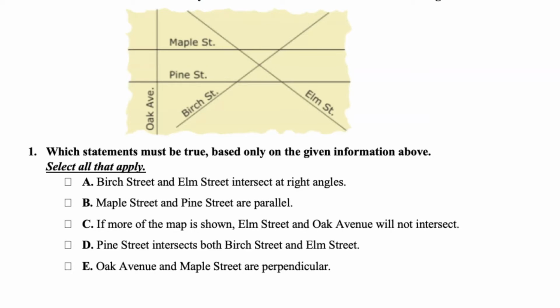All right, let's do question number 1. The diagram represents a portion of a small city. Maple Street and Pine Street run exactly east to west. Oak Avenue runs exactly north to south. All of the streets remain straight. Then they give you the diagram. Question 1. Which statements must be true based only on the given information above? Okay, read the question again. Which statements must be true based only on the given information? I'm looking at a couple words here: based only on the given information. So you can't assume anything. Only what's given to me.